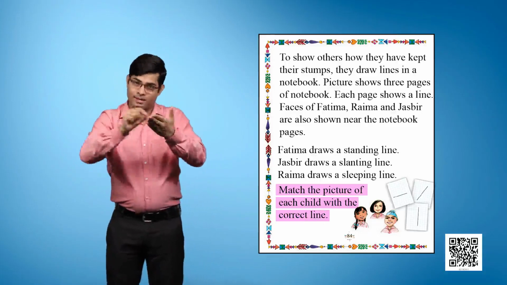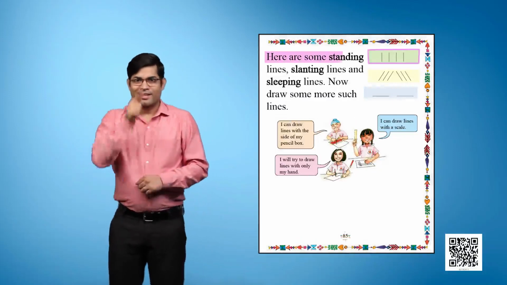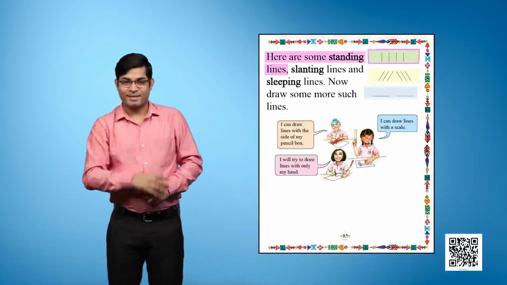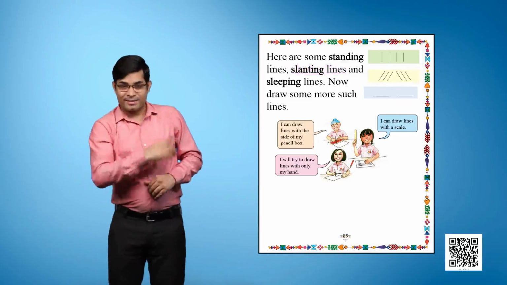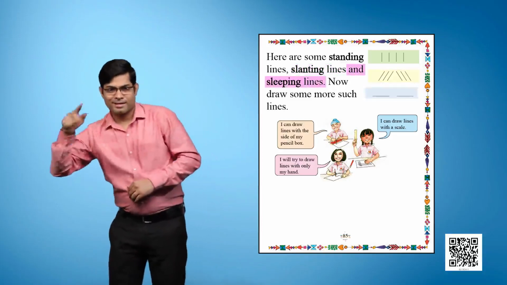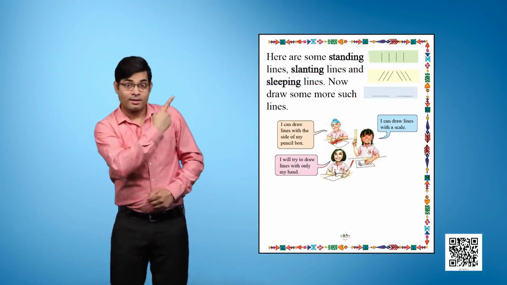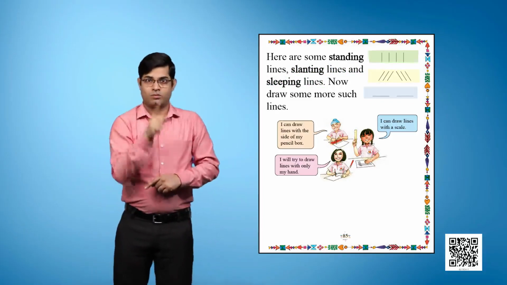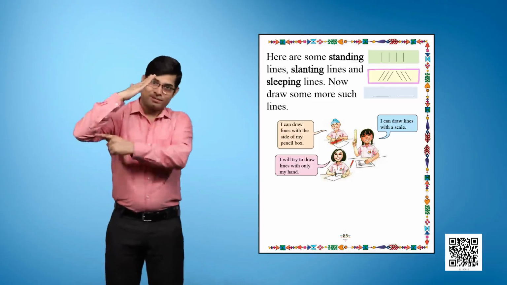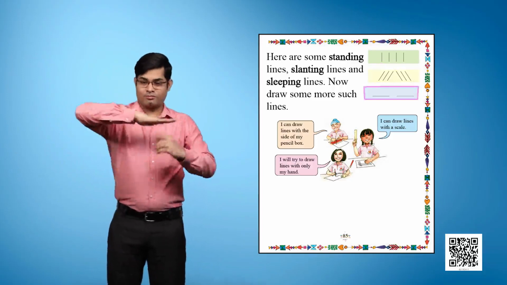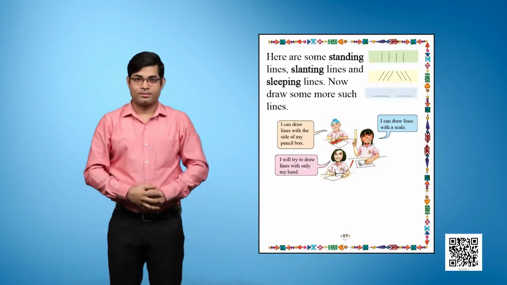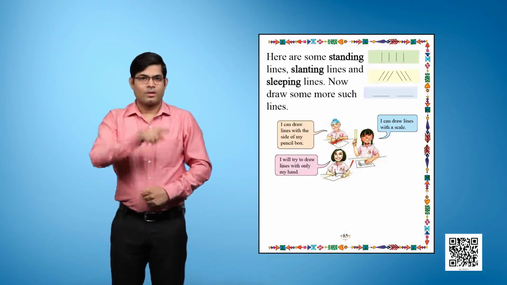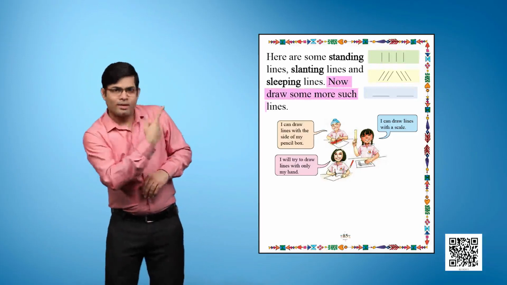Page 85. Here are some standing lines, slanting lines, and sleeping lines. Picture 1 shows standing, slanting, and sleeping lines arranged in rectangle-shaped boxes kept one over the other. Now, draw some more such lines.